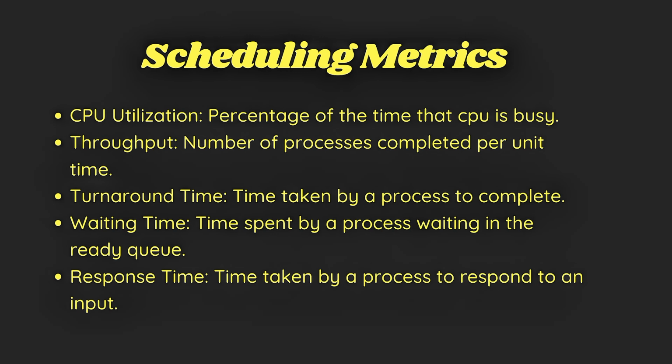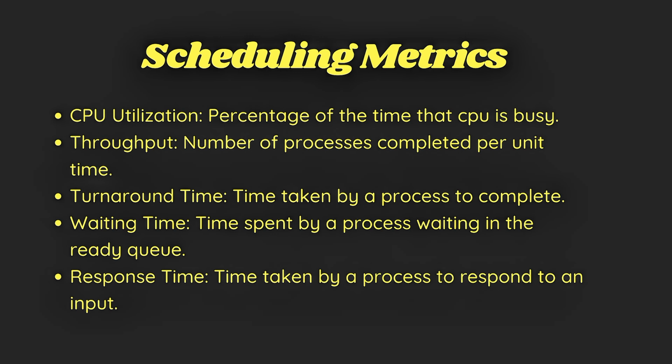The second one is throughput, the number of processes completed per unit time. This is the number of processes completed in a given time. It means more throughput, more work is getting done. The third one is turnaround time. Turnaround time is the time taken by a process to complete. This is the total time a process takes from the moment it enters the system to the moment it finishes.